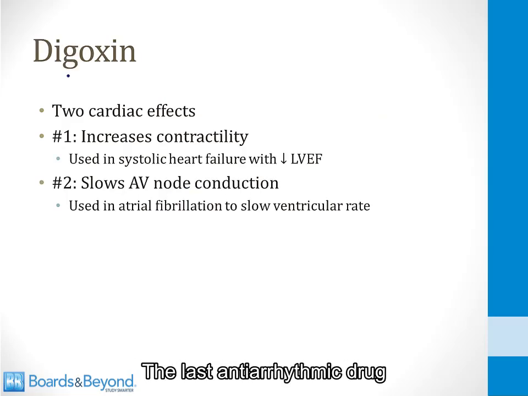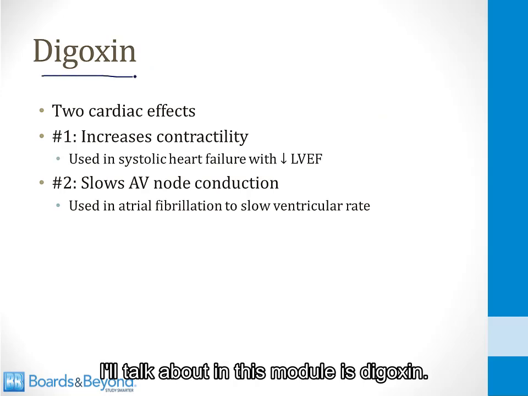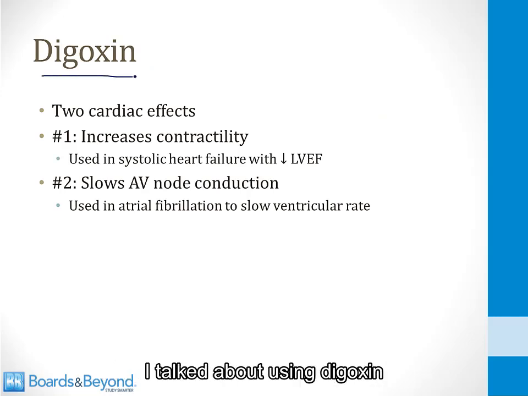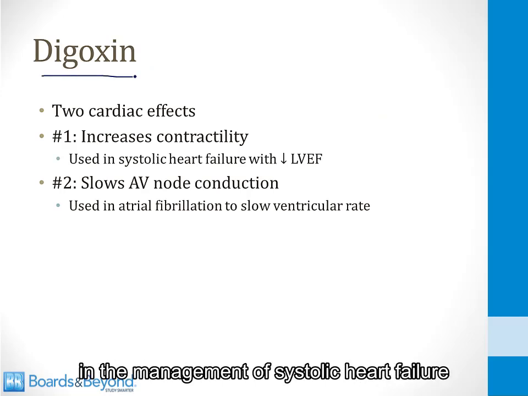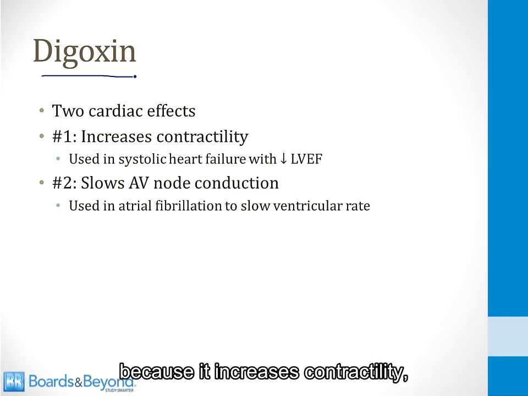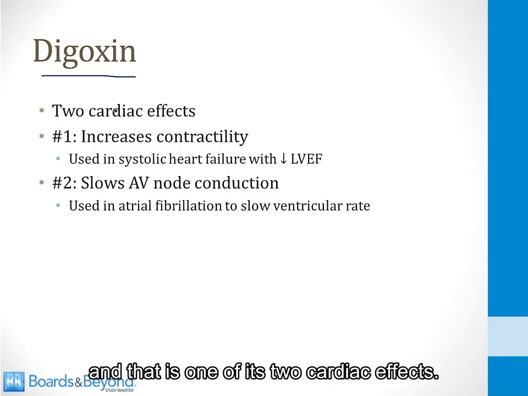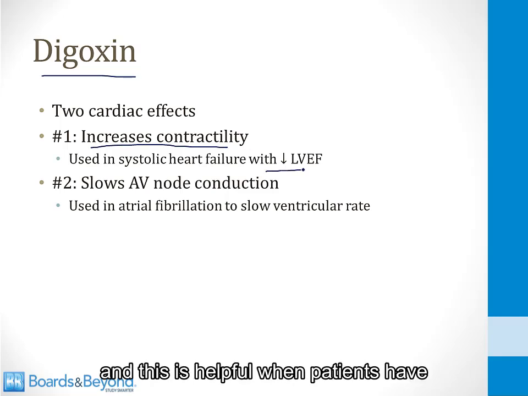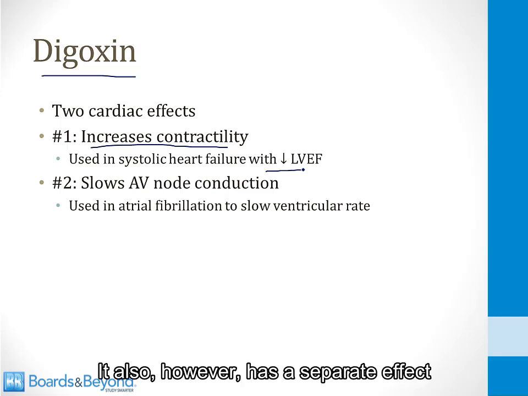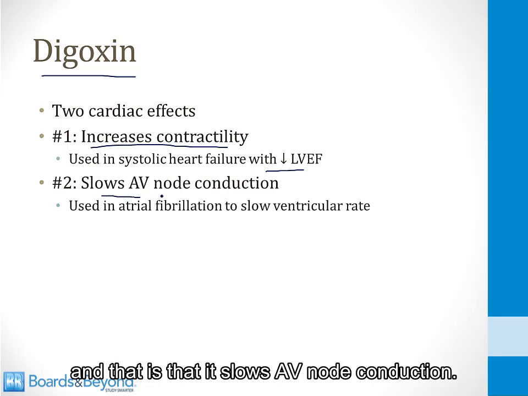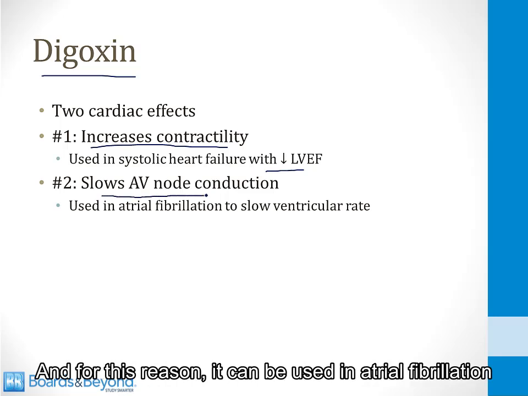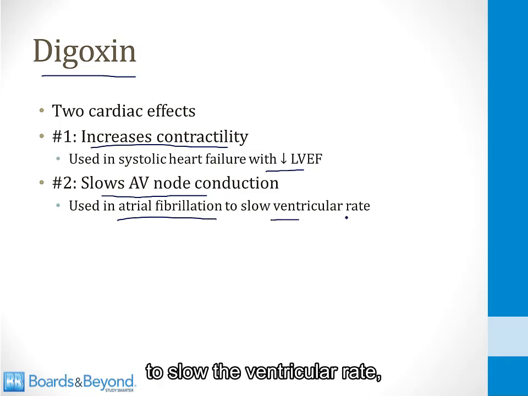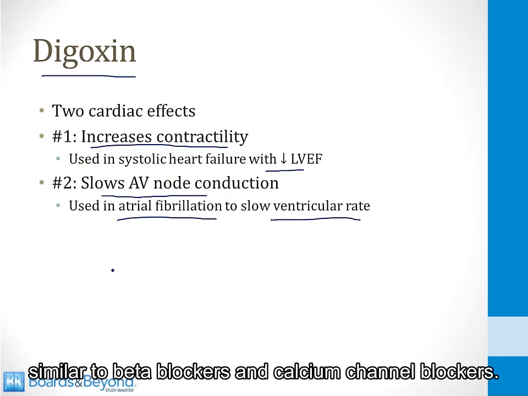The last antiarrhythmic drug I'll talk about in this module is digoxin. In the video on acute heart failure, I talked about using digoxin in the management of systolic heart failure because it increases contractility, and that is one of its two cardiac effects. It can increase contractility, and this is helpful when patients have a reduced ejection fraction. It also, however, has a separate effect that is useful as an antiarrhythmic, and that is that it slows AV node conduction, and for this reason it can be used in atrial fibrillation to slow the ventricular rate similar to beta blockers and calcium channel blockers.